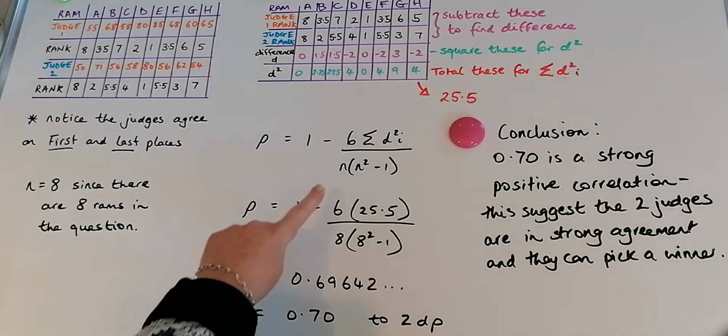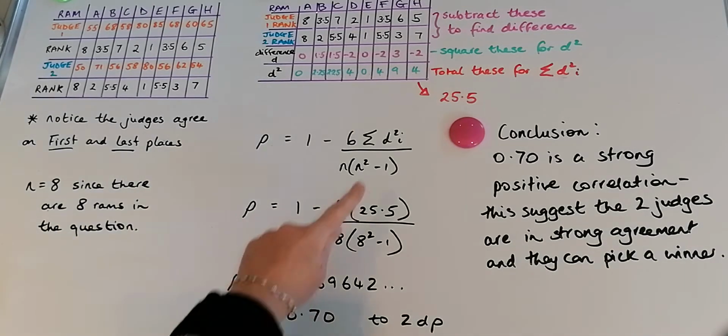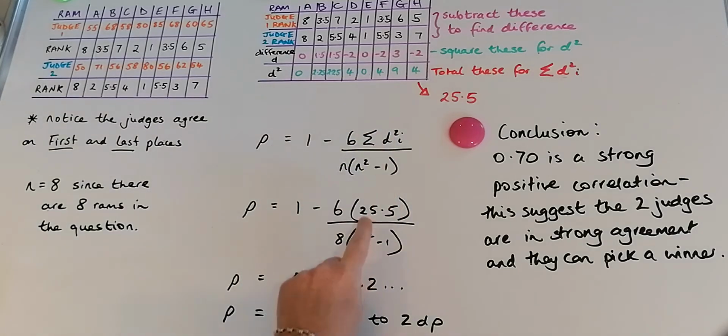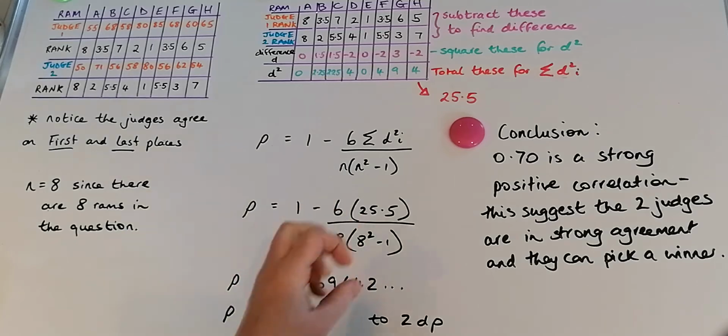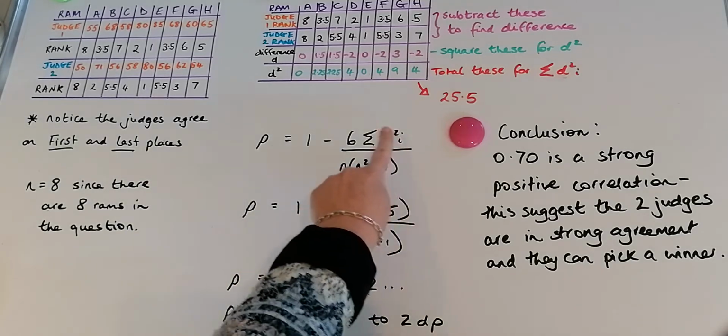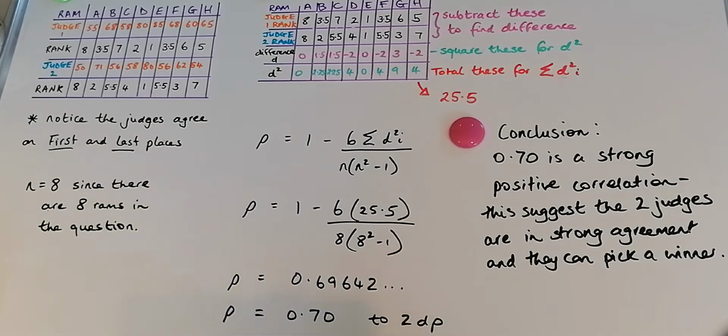I said already in the last wee video that n is worth 8 because I've got 8 rams in this question. So I'm replacing my total of my differences squared with my 25.5, replacing the letter n with 8, plug it all under your formula. Make sure that you're only using the fraction on that part of your formula. It's 1, take away the fraction. You'll end up then with maybe a fraction as your answer, press switch to decimal, and then write it down then, correct to 2 decimal places. And then you're going to use that then for your conclusion.